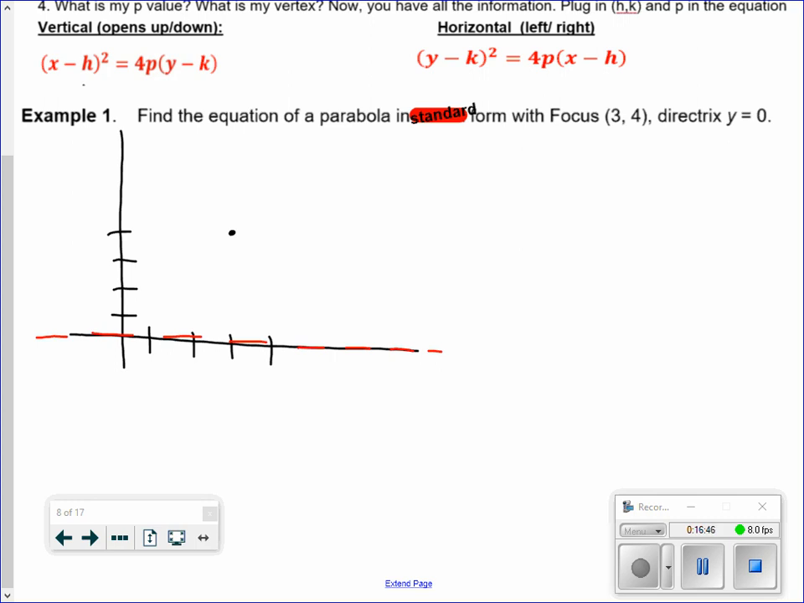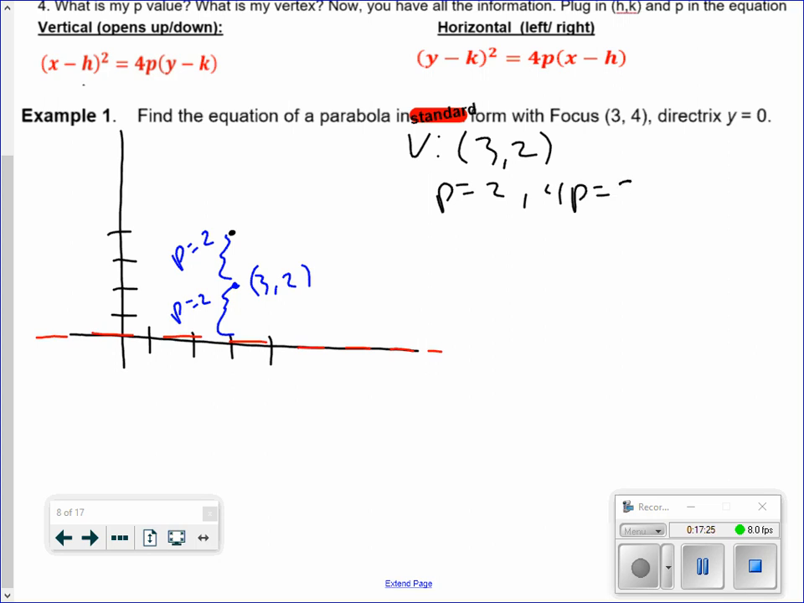So I go down 2, and I'm at (3, 2). This right here is my vertex, and I know that because the distance from here is a p-value of 2, and this also has to be a p-value of 2. So the distance from this vertex we found to the focus and the directrix is the same, which is a p-value of 2. That's how I know my vertex is actually (3, 2), because the distance from the vertex to the focus is the same as the distance from the vertex to the directrix. So I know my p is 2. That means my 4p is going to be 8.